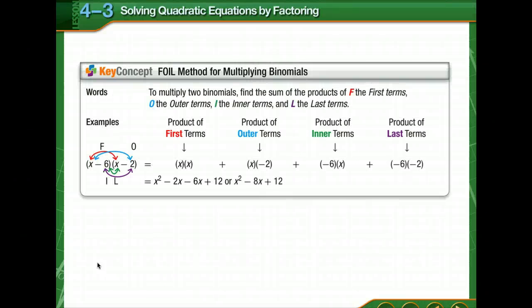You can use the FOIL method to write a quadratic equation that is in factored form to standard form. The FOIL method uses the distributive property to multiply binomials. So let's look at the key concept. If you remember, FOIL stands for first, outer, inner, and last. And we have our little rainbows, like Dan likes to call it, our rainbow rule.